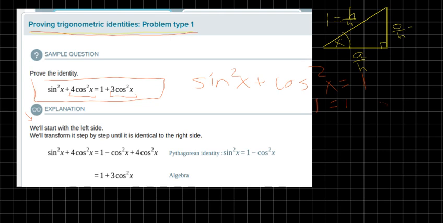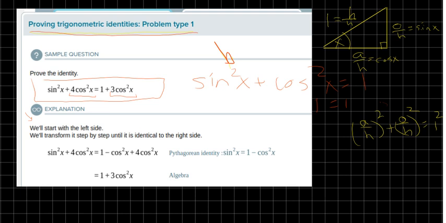And then we know that opposite over hypotenuse is sine of x, and we know that adjacent over hypotenuse is cosine of x, and since this is a right triangle, we can say that (a over h) squared plus (o over h) squared is equal to 1 squared. Therefore, sine squared plus cosine squared is equal to 1.